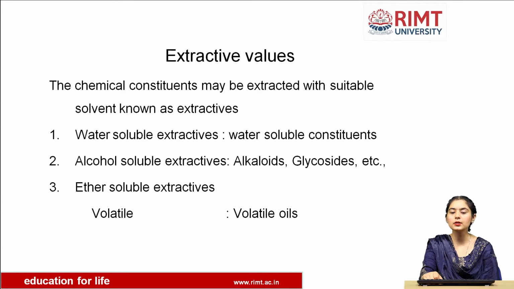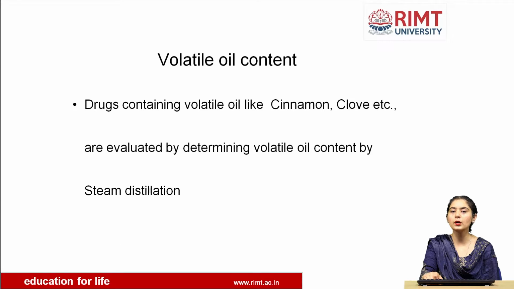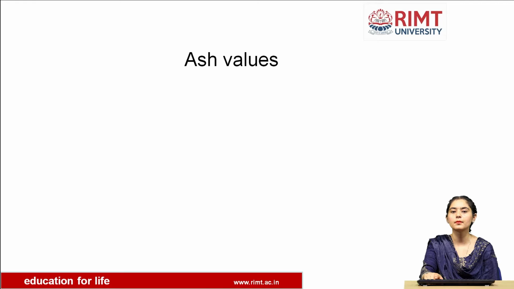Next is the ether soluble extractives. What are these? These are volatile oils and resins. Volatile oil content: which drugs contain a volatile oil? For example, cinnamon, clove, etc. These are isolated by using steam distillation.